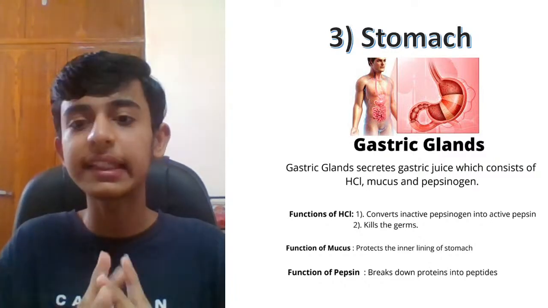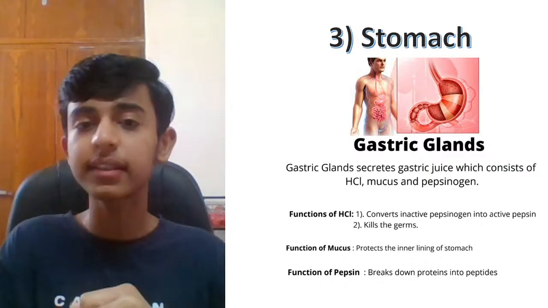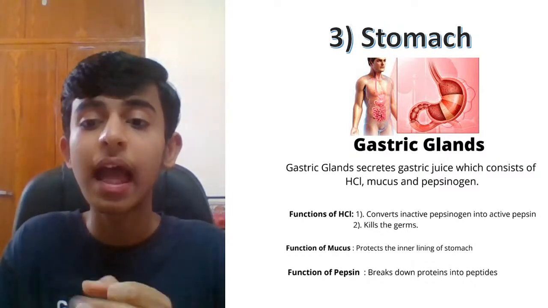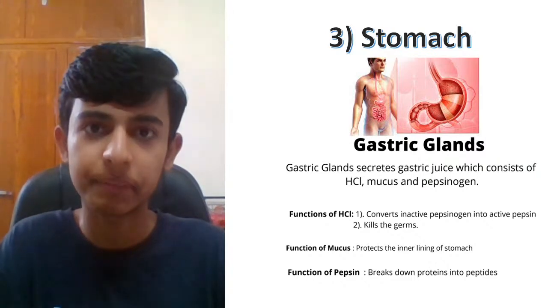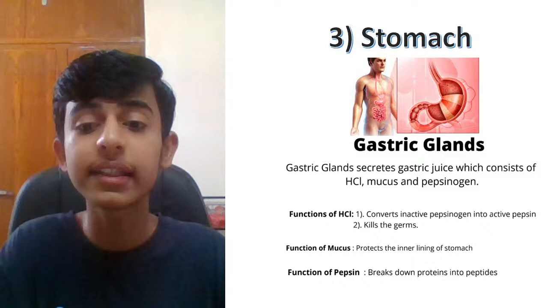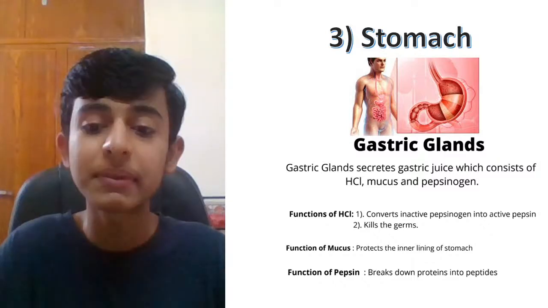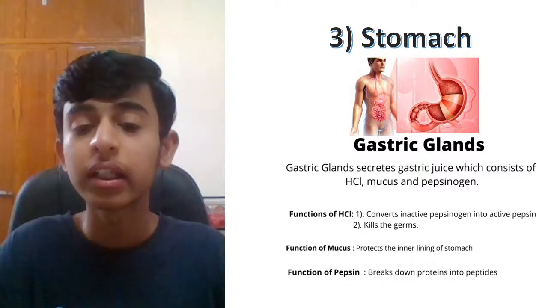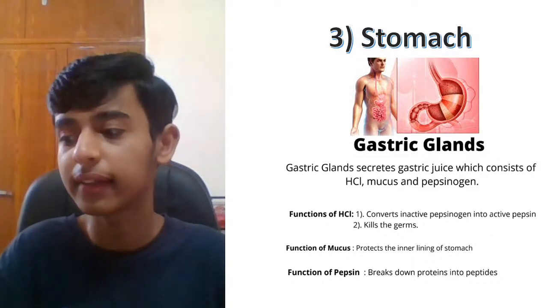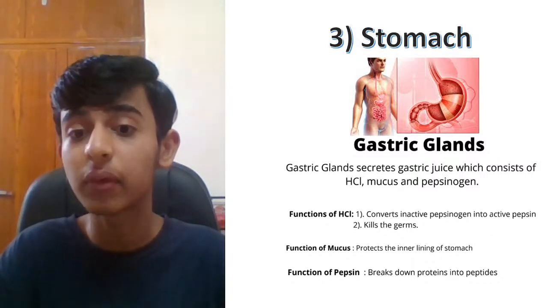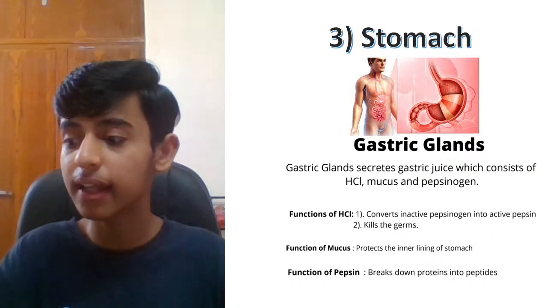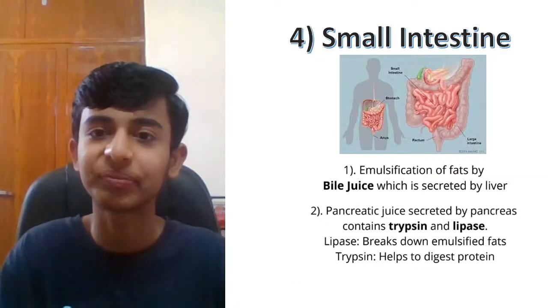So this all happens in the stomach. The three important things that we need to understand are HCl, mucus, and pepsinogen or pepsin. Now an important thing: in the stomach, HCl creates an acidic environment which helps pepsin in its work. This acidic environment has to be converted into alkaline. So this is done in the small intestine.